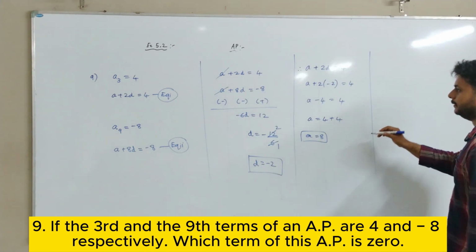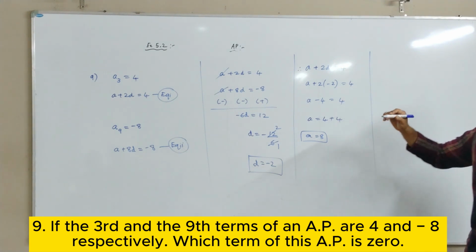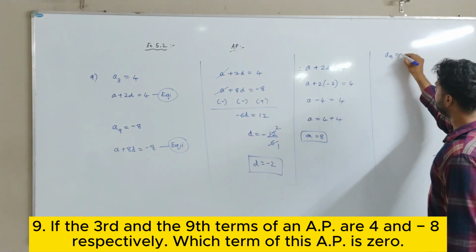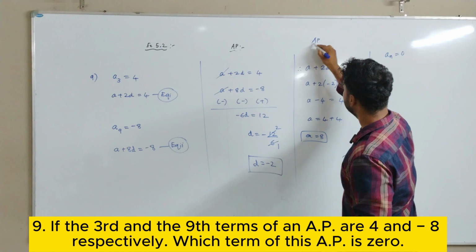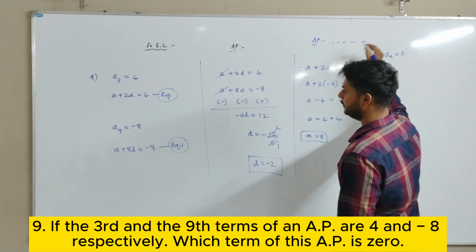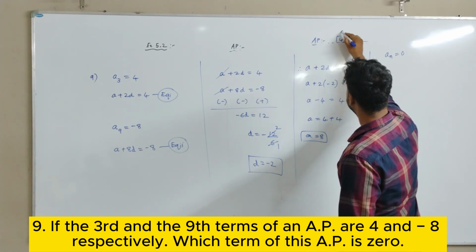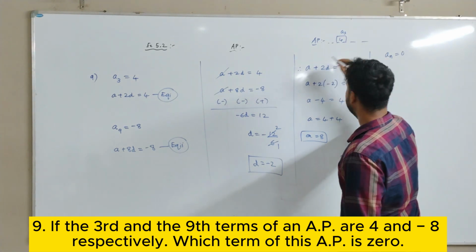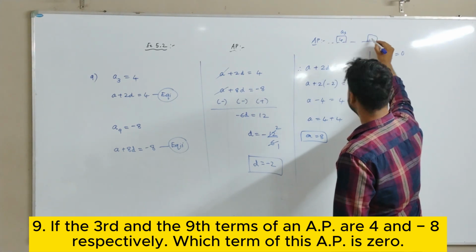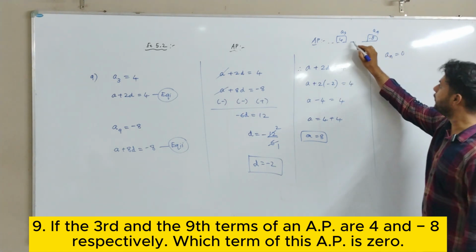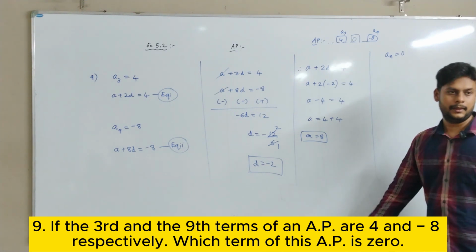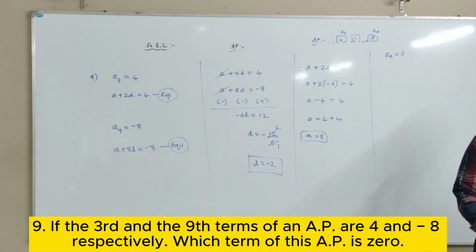After getting A and D, I should find the term where An is equal to 0. Think like this: there is an AP where terms are there. A3 is 4, A9 is minus 8. Somewhere there is 0. I don't know where it is. I should tell which term that is, whether first term, second term, third term, or fourth term. That is what they are asking.